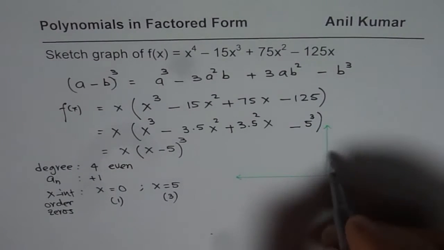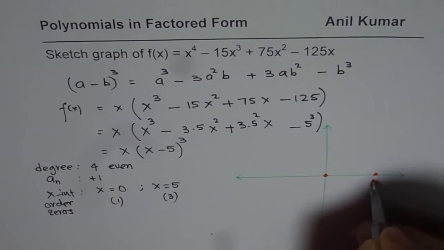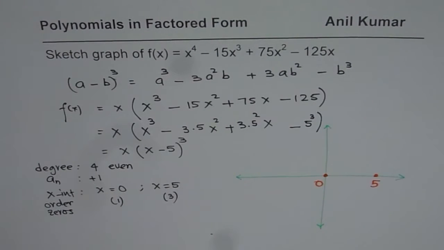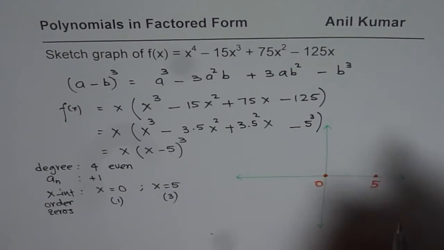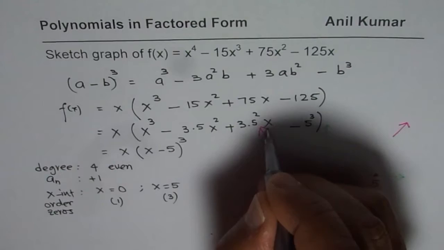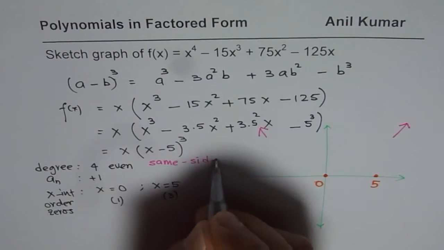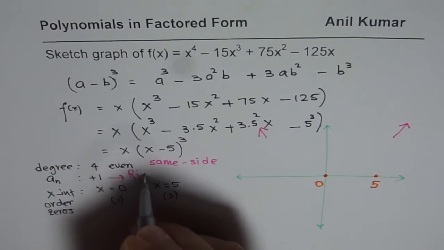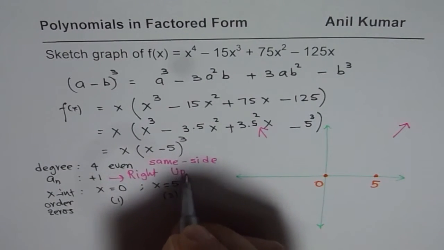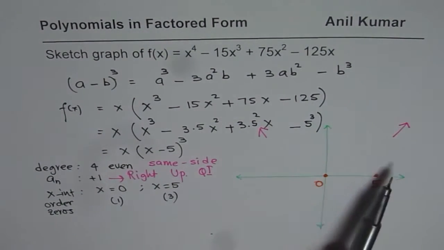Now one of the zeros is 0, so we'll just write 0 here. The other one is at 5. This is 0 for us, and this point is 5 for us, right? Let's get back to end behavior. The leading coefficient is positive. That means right side up. Even means both ends on the same side, and positive means right up. That means ending in quadrant 1, so the graph moves from quadrant 2 to 1.